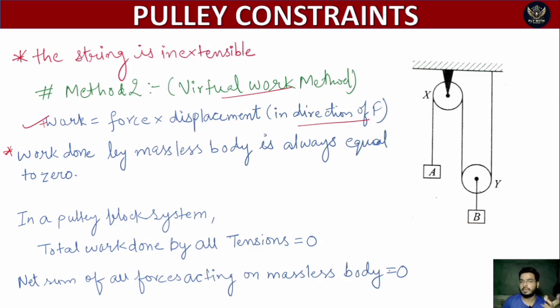Who is massless here? The string is massless here. We assumed from the very first discussion that the string is massless. So the work done by the string is 0. Means the work done by the string in pulling this mass and this mass must be 0.